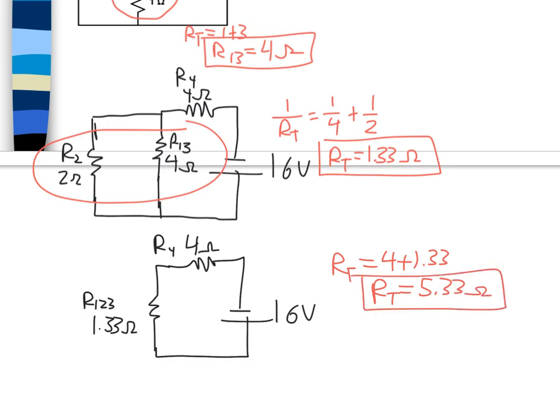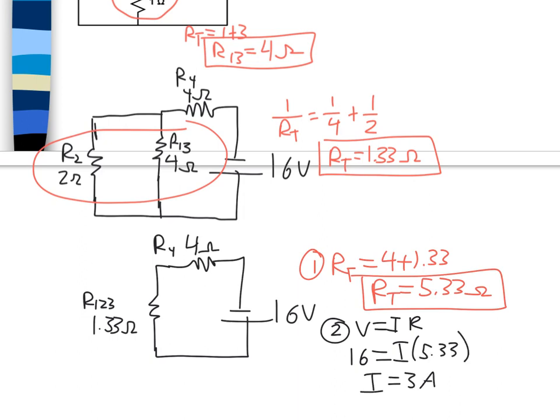From there, I can find the current that is leaving that battery. I'm going to do that by doing V equals IR. So 16 equals I times 5.33. If I didn't round it at all, I'll actually get a current here of exactly 3 amps. Otherwise, you might get 2.99 or something along those lines. So that means we have 3 amps of current leaving this circuit and traveling around.